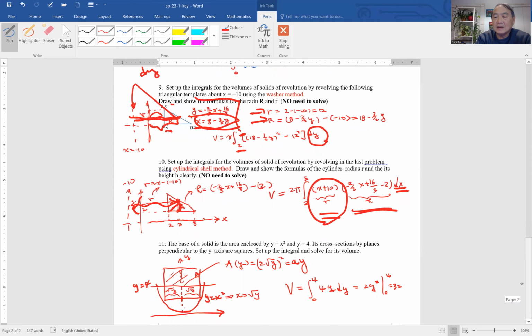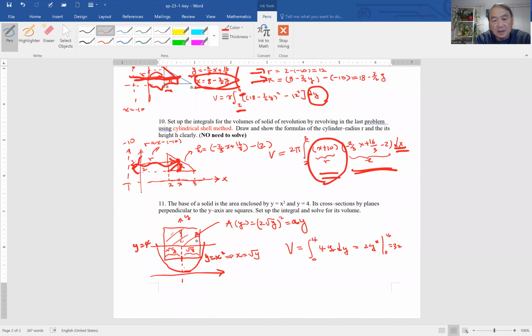And finally, the Cavalieri theorem problem is cross sections perpendicular to the y-axis. In other words, we slice the solid perpendicular to the y-axis, and each slice is a square. You have to solve for this side in terms of y, and it turns out to be twice the root of y, and squaring that gives 4y. Integrate that, color everything. Okay.